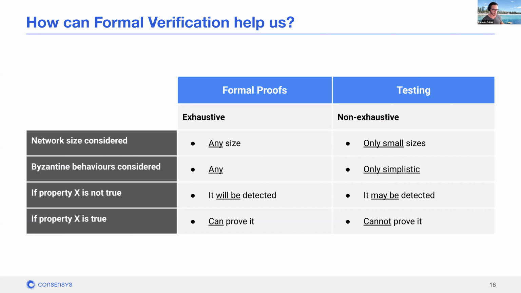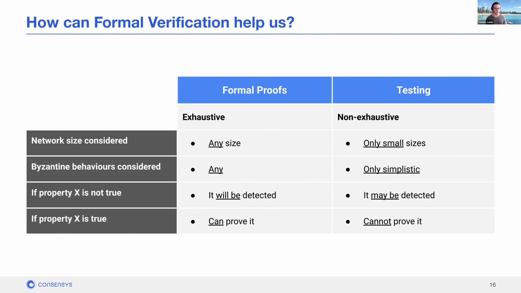So what does it mean? Let's look at the network size considered. With formal proof, we can consider any network size, any number, finite size, you name it, we can potentially build a formal proof that shows that the system guarantees certain properties against that size. Whereas for testing, we need to use more sizes. Otherwise, the testing time taken by the test is going to grow exponentially.